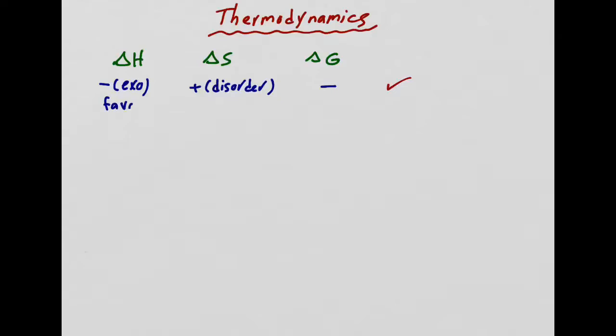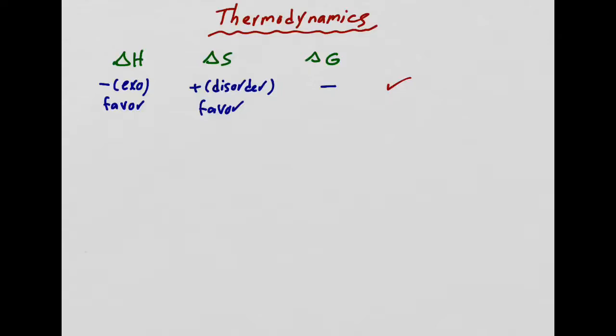delta H negative is favored. Delta S positive, if it is favored, is good if we release energy to the surrounding, and is good to be disordered. It's easier to be messy. So we have favored, and then the reaction will go.